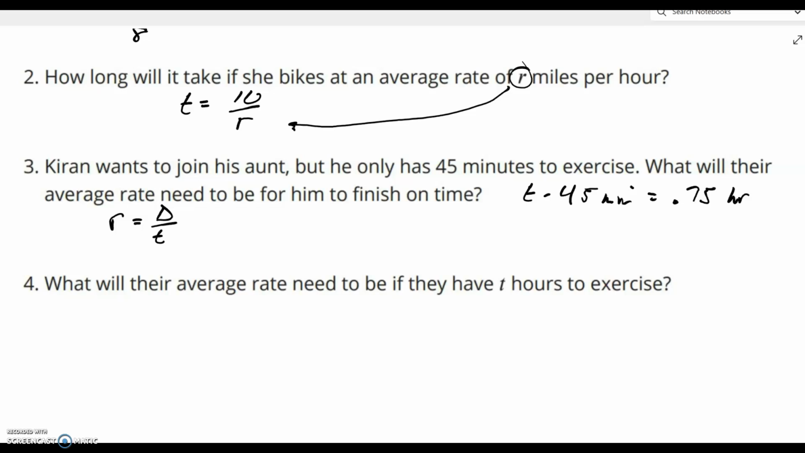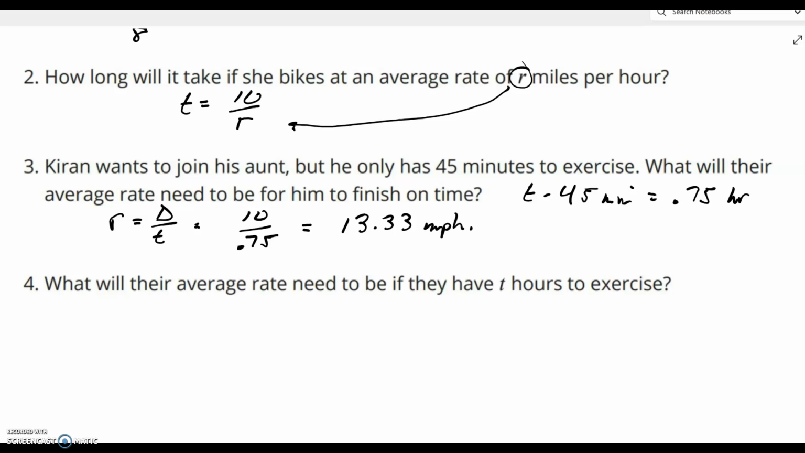So we want to try to keep our units of measure the same. So the rate that they will need to travel, just put 10 in for our distance. We're going 10 miles at a rate, or we need to finish in 0.75 hours. That'll give us a rate, when I divide that out in a calculator, of 13.33 miles per hour.